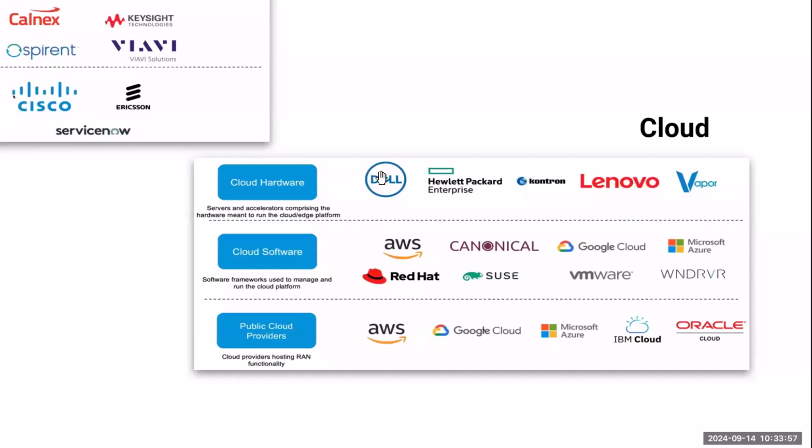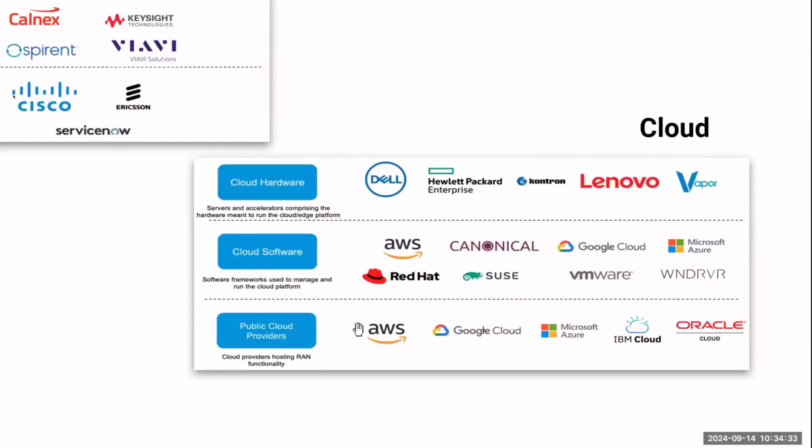And yung mga cloud software, I believe familiar na kayo dito. Almost all familiar kayo. So these are the software frameworks used to manage and run the cloud platform. Like for example, Dish, they are running their core network sa AWS. Okay? And then yung mga data centers nila is also powered by AWS. Canonical, Google Cloud, Microsoft Azure, Red Hat, SUSE, VMware, and Wind River.